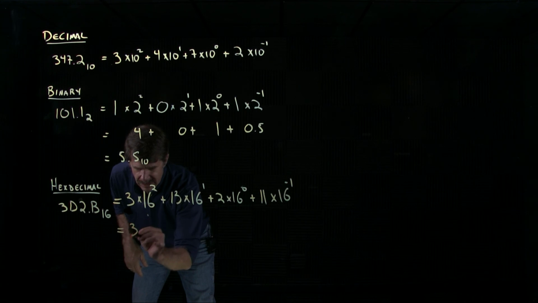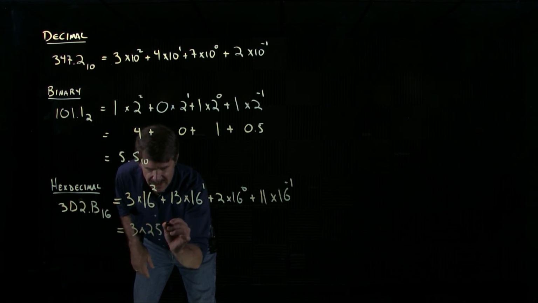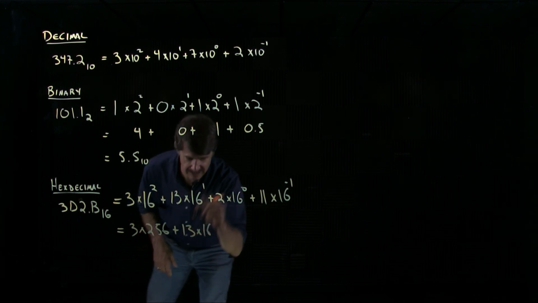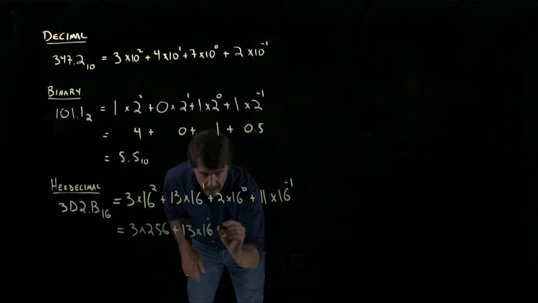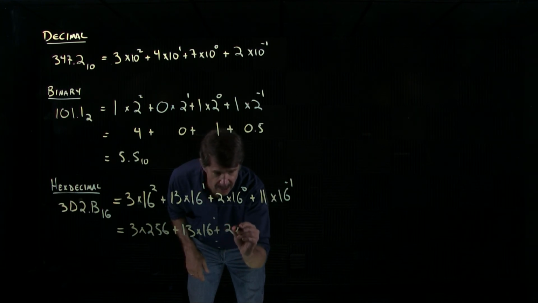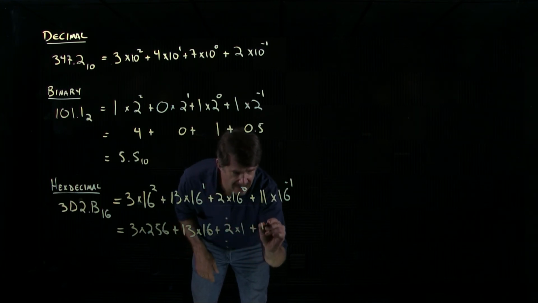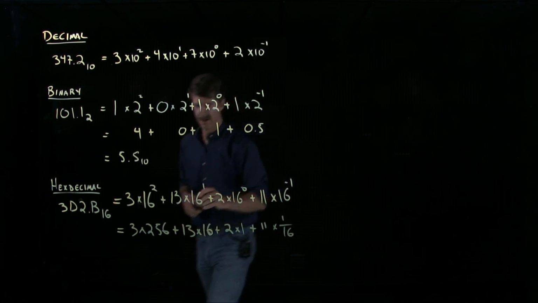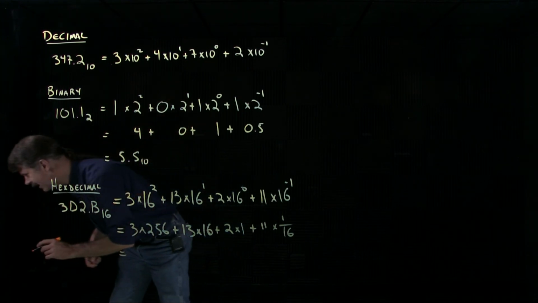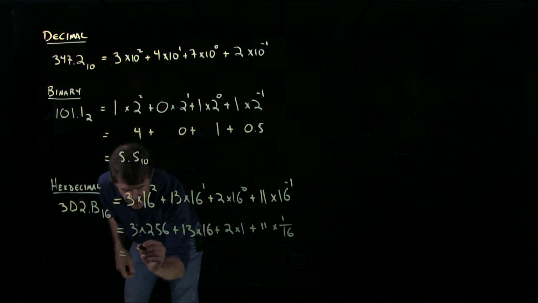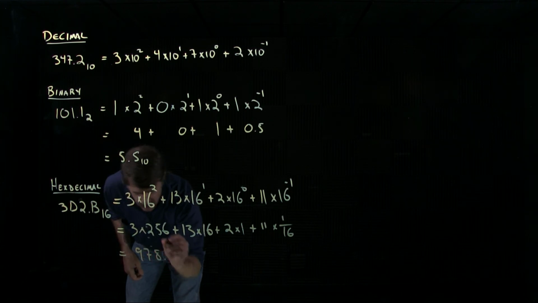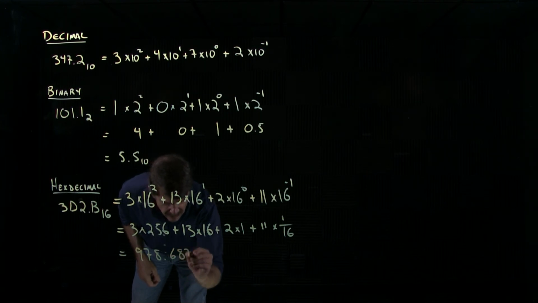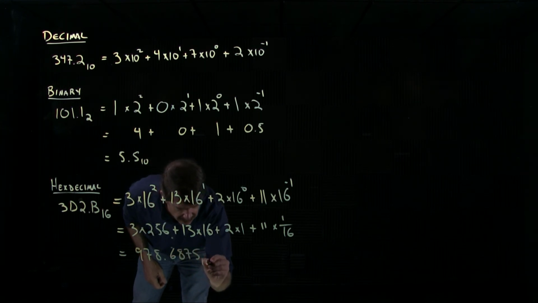This is 3 times 256, which is what 16 squared is, plus 13 times 16, that one's easy, you just copy it, plus 2 times 1, plus 11 times 1/16, because that's what 16 to the minus 1 is. And if you add all that up on your handy-dandy calculator, you come out with 978.6875, base 10.